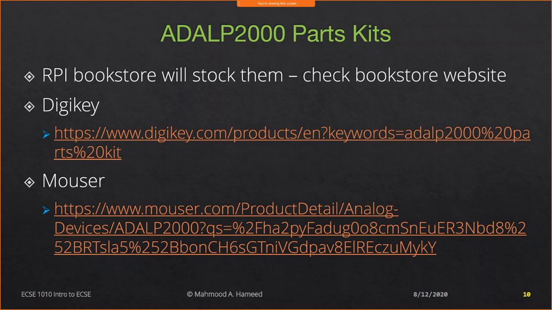And how do you get to these? Go to the DigiKey or Mouser website and search for ADALP2000 parts kit, and you will see this. Both the links on this page I have put in the chat box for you. Again, you don't need to buy more than one. You need one parts kit and one board. That is it. So I'm just giving you buying options. I'm not asking you to buy from each option. Okay, let's move on. Questions here?